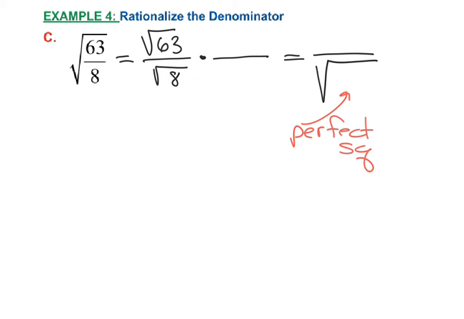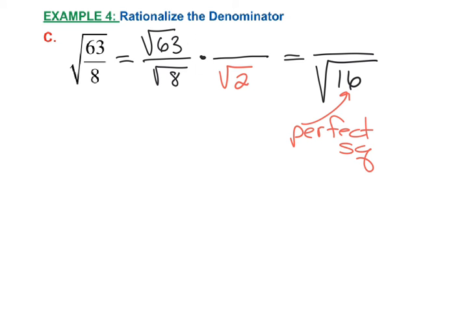So what times 8 will give you a perfect square? The closest one would be multiplying it by 2, which would give us 16. And 16 is a perfect square. Now, if you forget, you could multiply it by the square root of 8. And I'll do that down here so you can see the different work. But this gives us a smaller number to work with.